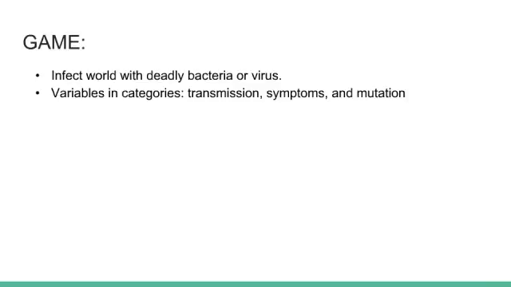To tell you a little bit about the game, PlayGuide is a simulation game, and in the game, the objective is to infect the world with a deadly bacteria or virus. And so if you are able to destroy the human population, then you have won the game. Now, in order to get there, there are a number of different variables that a player can control in the categories of transmission, symptoms, and mutation.